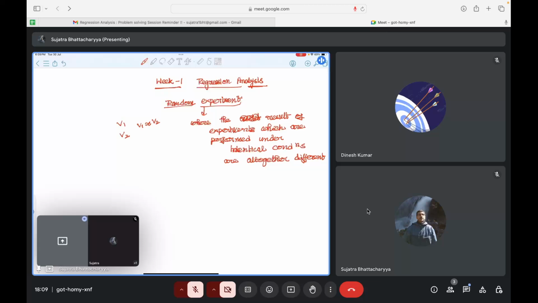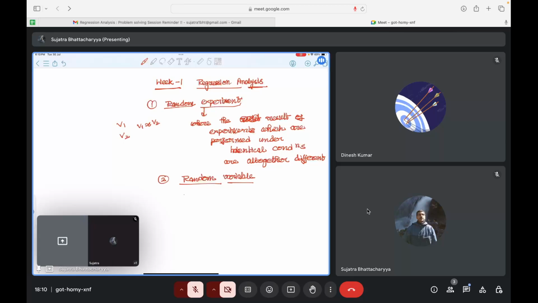So what happens in those experiments? The outcomes of the experiment are altogether different. From here comes another thing, which is nothing but the random variable. These are short definitions you might have encountered many times, and I'm just slowly giving an idea. So what is this random variable?